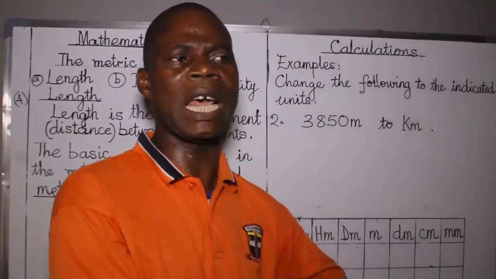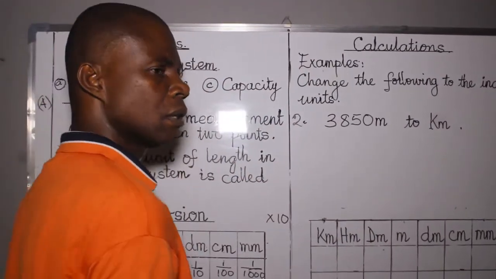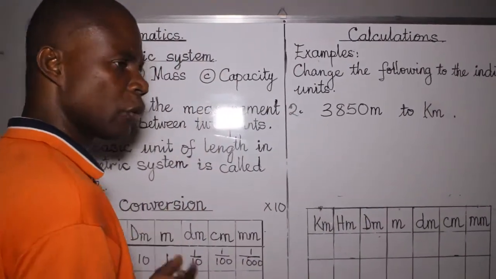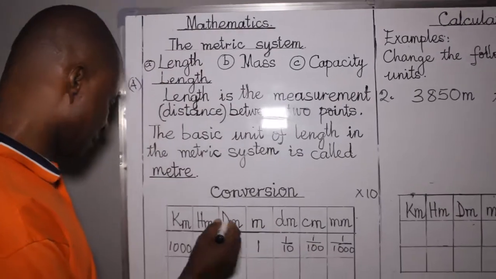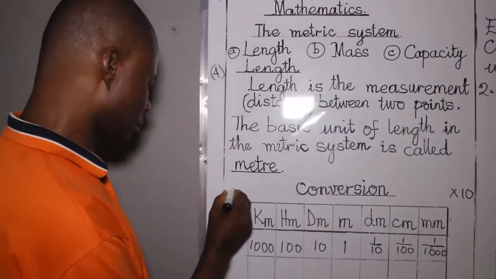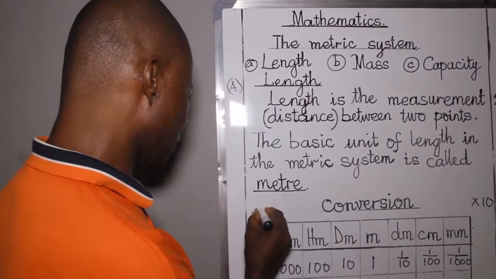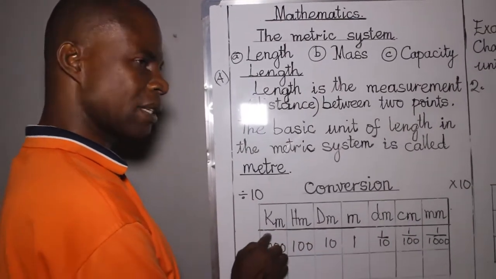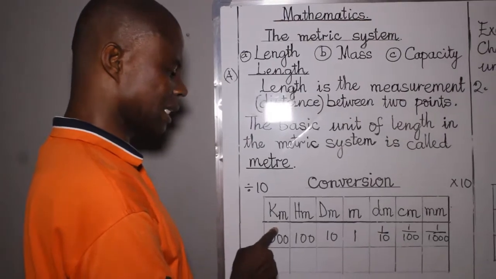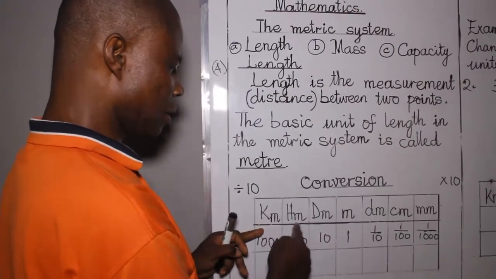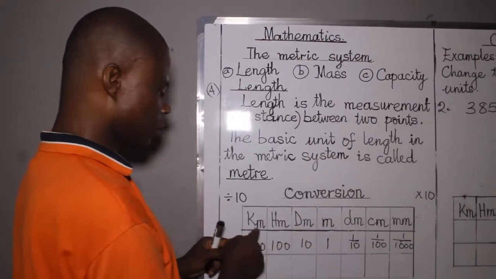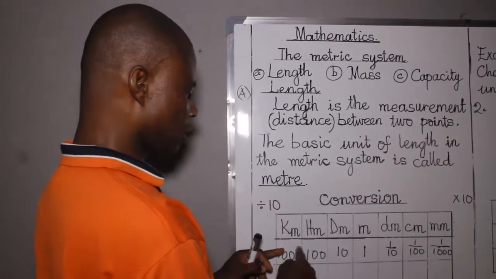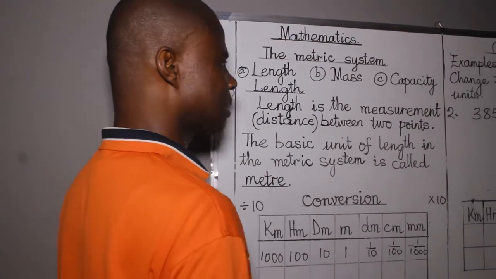When moving from left to right, we multiply. Now we are going to move from right to left. So what do we do? We're going to divide. That is division by 10, from one digit to another. Assuming you are changing hectometer to kilometer, divide by 10. You are changing this to this, divided by 100. You are changing this to this, divided by 1000. And the question says from meters to kilometers. So we're going to divide by 1000.